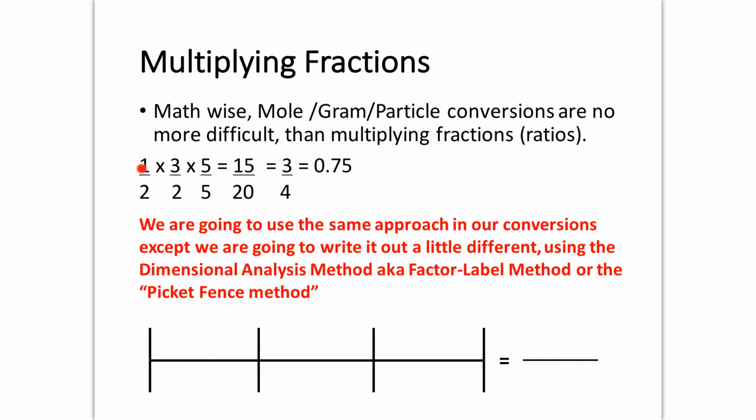How did I get that? I multiplied the top numbers, the numerators of each one of the fractions or ratios together, and I got a product, 15. And I did the same with my denominators, and I got 20. 15 over 20 is the same thing as 3 over 4. And then I reduced it, if I wanted it in decimal form, to 0.75. That's all you're doing, right? Everything on the top gets multiplied together, everything on the bottom gets multiplied together, and at the end of the day, you divide everything, right?